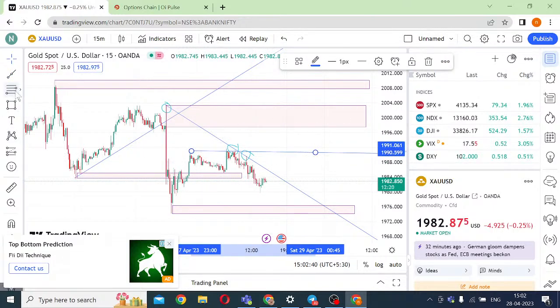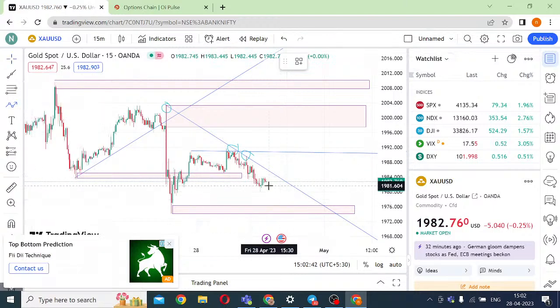So market will come. The way I am envisaging this trade is it may come, it may consolidate here.